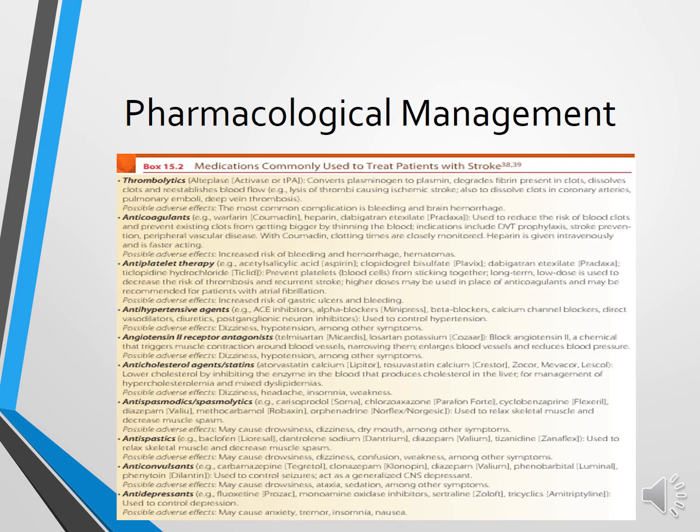Box 15.2 from your text talks about pharmacological management of stroke. You don't need to memorize these. I want you, though, to be familiar with them, especially look at the side effects. So you've got insomnia, nausea, you may have weakness with some of these. So if you're working with someone, you think that they're getting weak or they seem tired, is that something that's going on with their body, or is that a medication side effect? So it's something to keep your eye on.